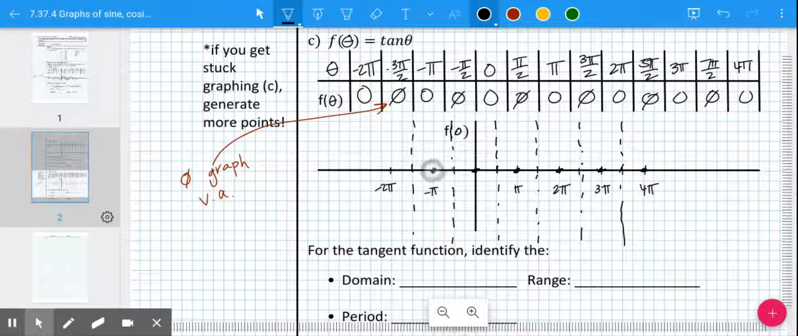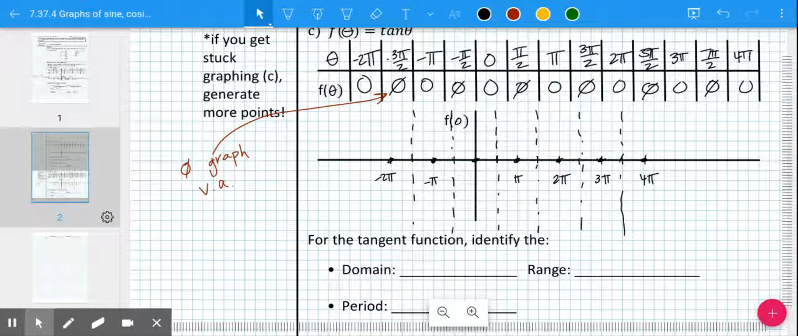Plotting all these guys. Well, if that's all the information you have for your graph, then you really don't know what it looks like. So what I recommend doing now is looking where else you can find other values. So maybe we want to go to the pi over 4 angle. We know that tangent of pi over 4 is positive 1. So let's plot that. We know tan of 3 pi over 4 is negative 1, and 5 pi over 4 is positive 1, and 7 pi over 4 is negative 1, etc. So I'm going to use those pi over 4 values to get some more points on this graph.